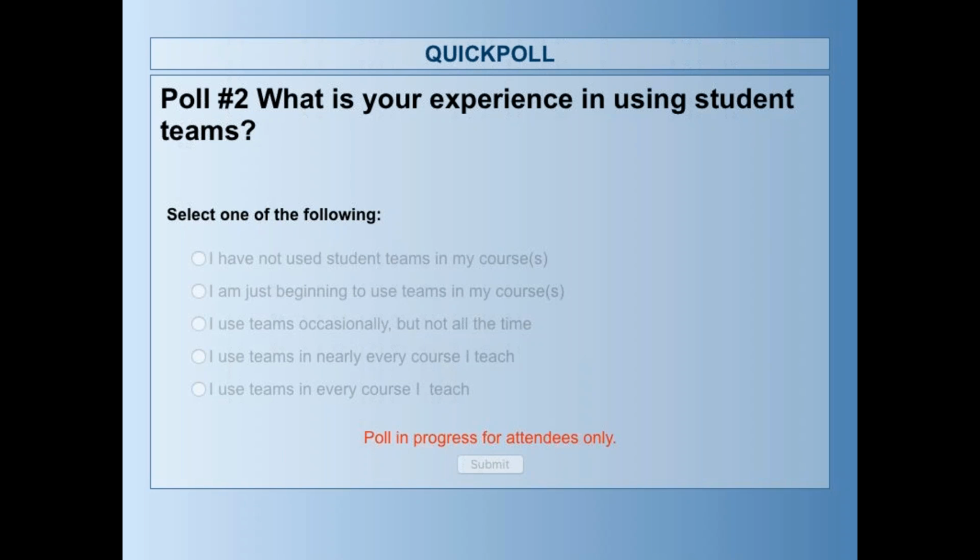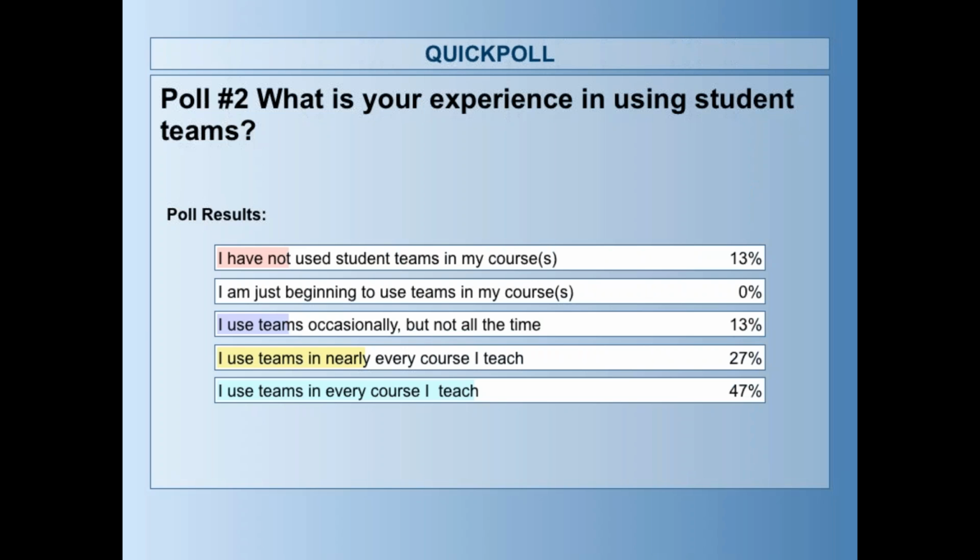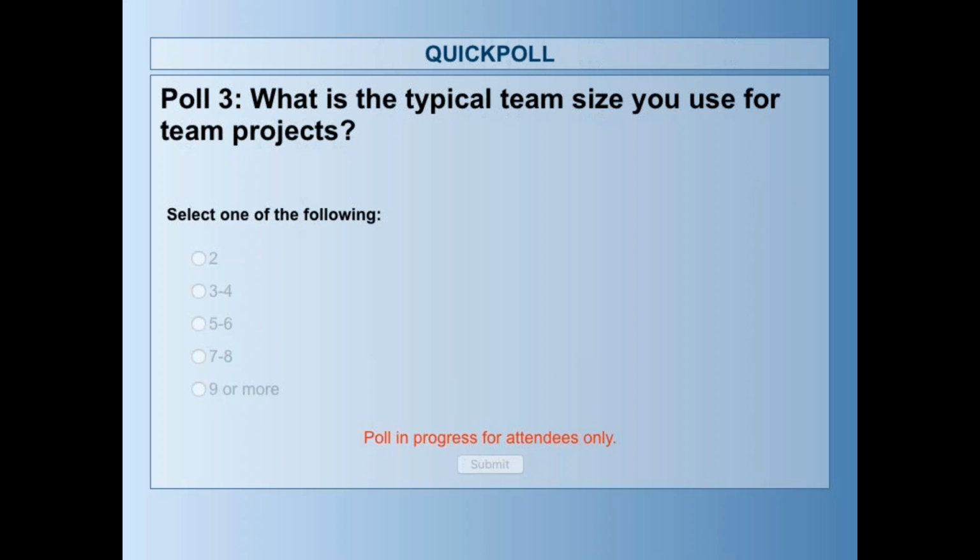This one you can only select one and then go ahead and submit. Give everyone a few more minutes. Okay, let's go ahead and close the poll. Great. That's some excellent experience. But also some people that are not using student teams in their courses as of yet, but some great experience. Excellent. Thank you. Next is, what's the typical team size you use for team projects or papers in your course? It may vary, but what's a typical number of people on a team?